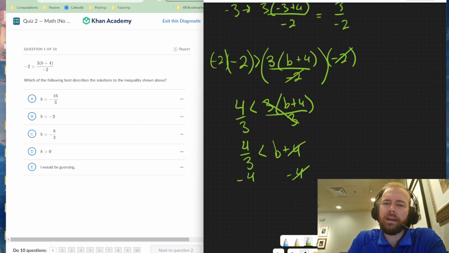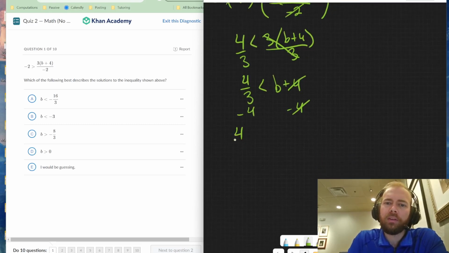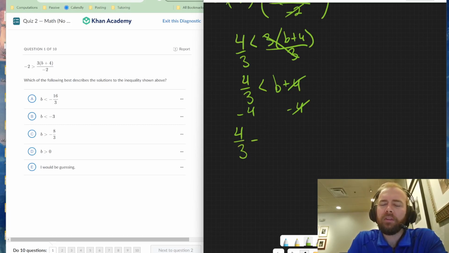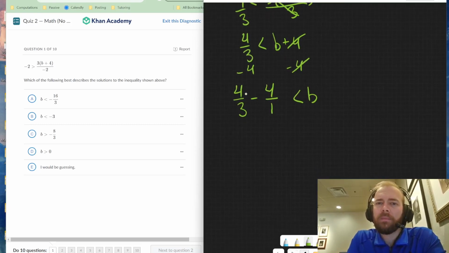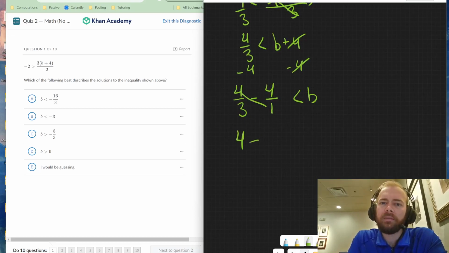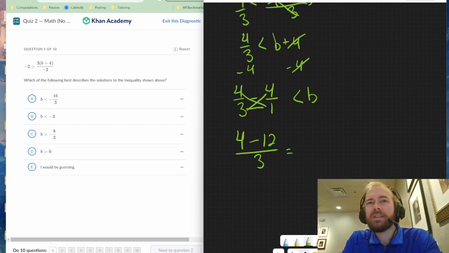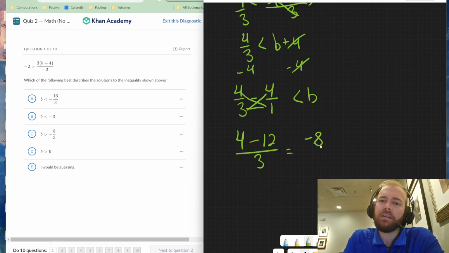But how do I actually do that? 4/3 minus 4, which is 4/1. Here's what I like to do. If the denominators don't have anything in common, you just do what I call crisscross applesauce. Criss, keep the sign, cross over some applesauce. 3 times 1 is 3. So that's going to be 4 minus 12, which is the opposite of 12 minus 4. 12 minus 4 would be 8, so it's the opposite of 8.